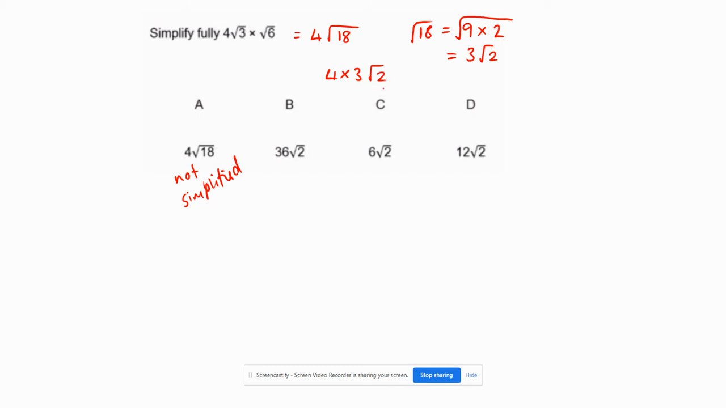So there's only one surd in the question. So we're not going to do anything with the root 2. We are going to multiply 4 and 3 together to get 12. So it's 12 root 2 is the correct answer.